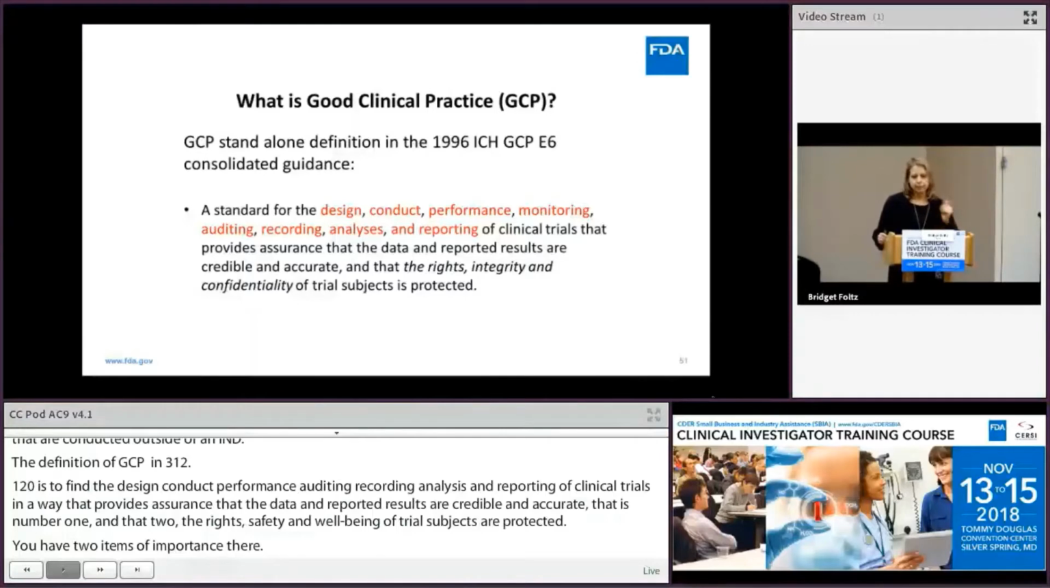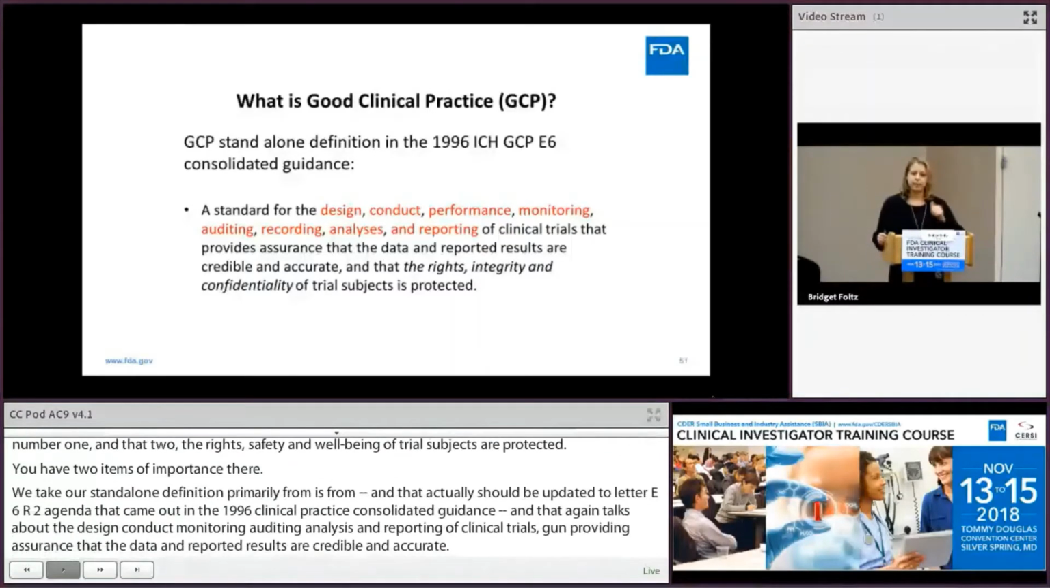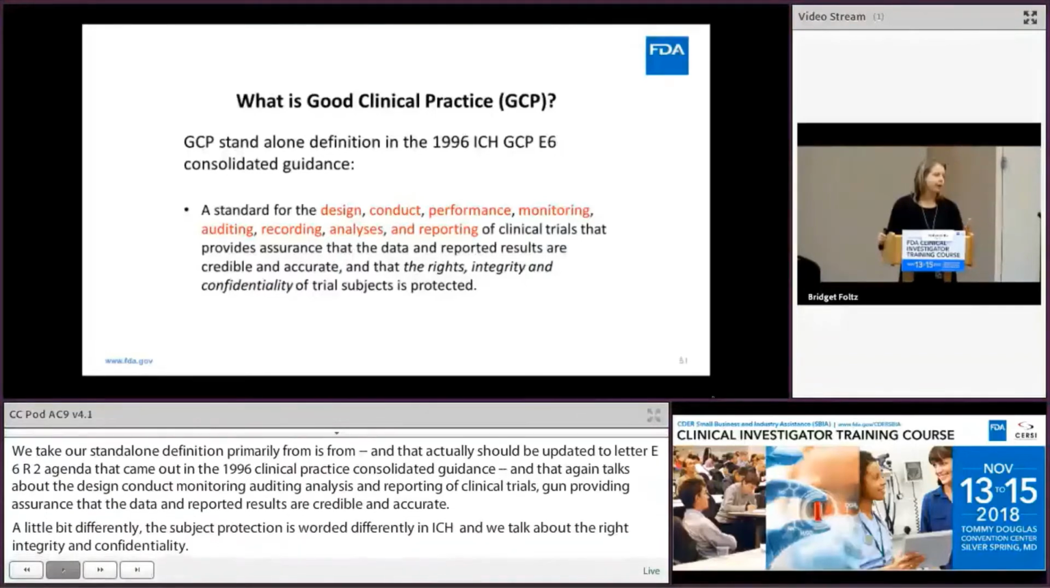But a little bit differently, the subject protection is worded differently in ICH. They talk about the rights, integrity, and confidentiality of trial subjects. And for anyone that's worked in any sort of aspect in foreign trials, knows that privacy is of high concern for trials that are conducted outside of the US for foreign regulators.